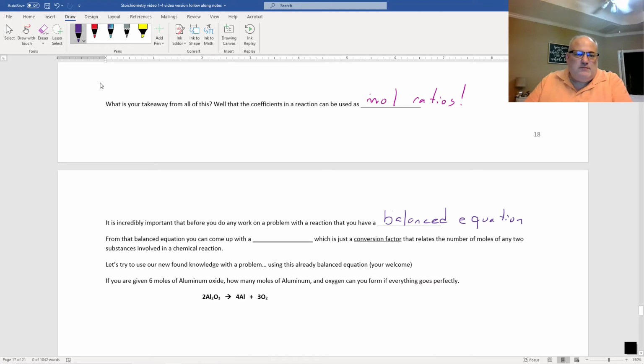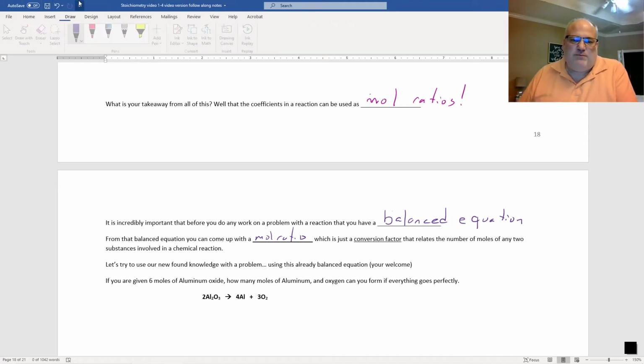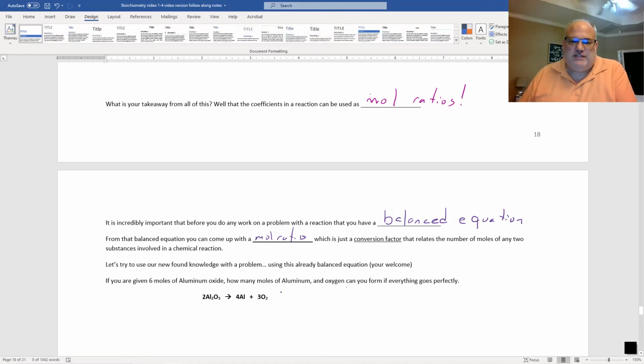Now, from the balanced equation, you can come up with a mole ratio, which is just a conversion factor that relates the number of moles of any 2 substances in a chemical reaction. So the mole ratio is simply the ratio between 2 different coefficients. Now, how do we apply this? Well, let's actually do a problem, because the best way to do stuff like this is to do a problem.